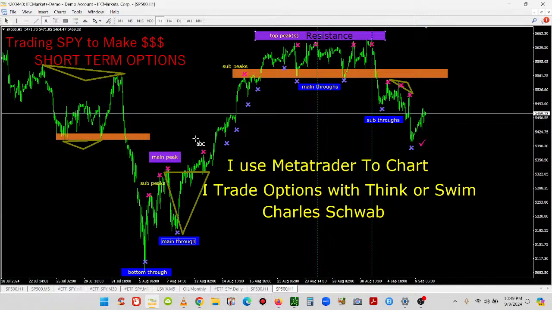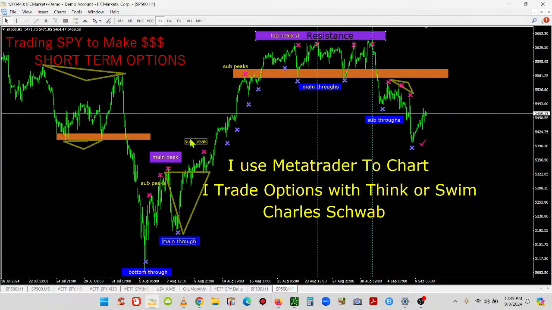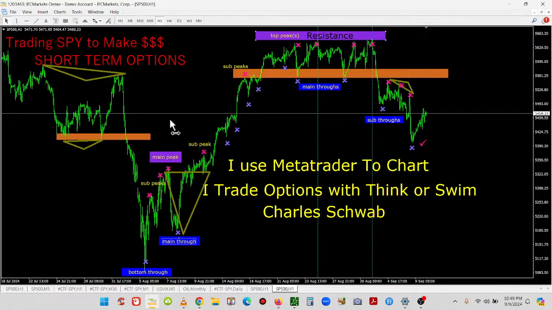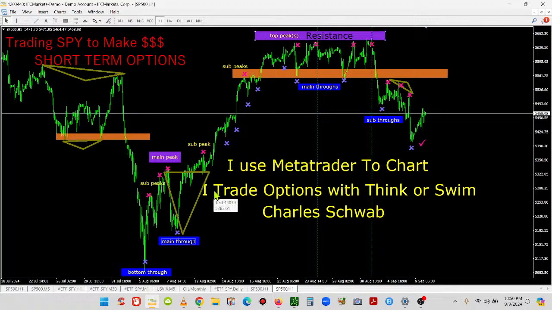Right here, it's hard to see while this is happening, but that's just a sub-peak. That right there is just a sub-peak. And if you had played it as a top peak, you get burned. Okay? You get burned. And you lose all your money, if you really screw up. So that's why you do not want to go all in, especially if you're not really sure.